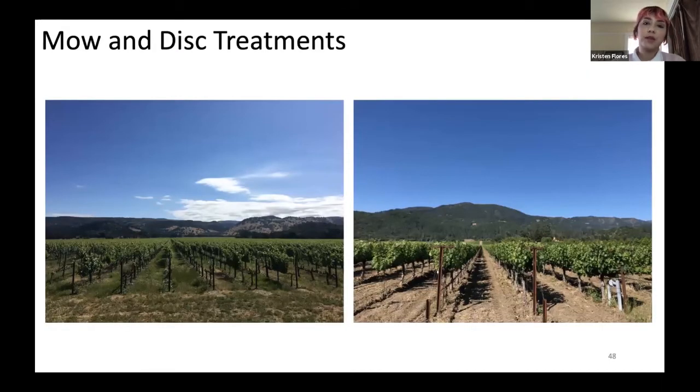To control the ground cover, we used mow and disc treatments. On the left, we see an example of the mow treatment. The ground cover has been cut back, but vegetation is still present and could possibly serve as a habitat for Tika and other pests. On the right is the disc treatment. Ground cover has been completely removed between the rows. In comparing these two treatments, we will see how the presence of ground cover affects the ability of Tika and other potential pests to migrate into the canopy.